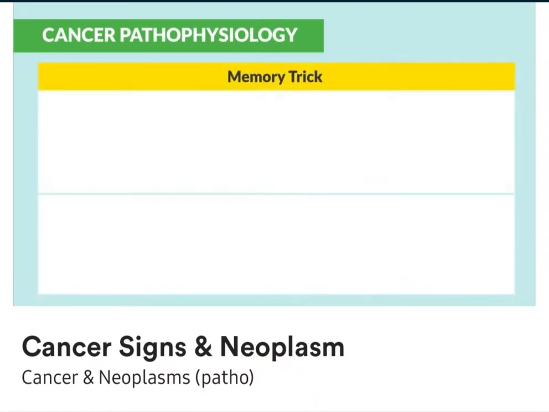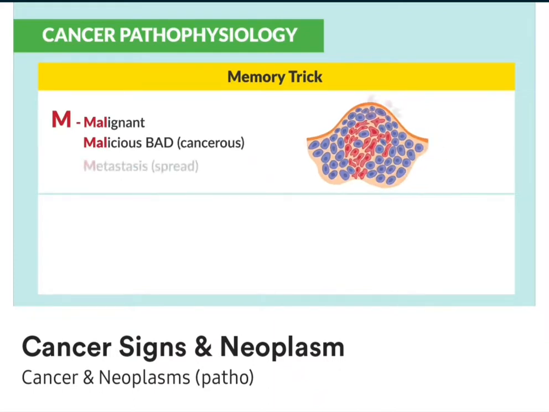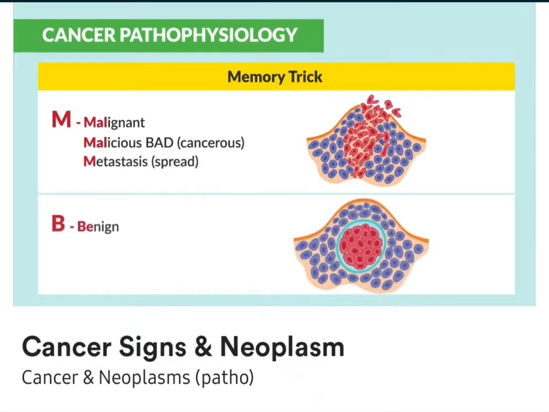So for the memory trick, for M, for malignant, just think malicious or bad, basically cancerous, and easily metastasizes or basically spreads. And for B, benign, think be nice. This is non-cancerous. And think that it's bogged down in one place, basically meaning that it doesn't spread. It's stuck in one place.